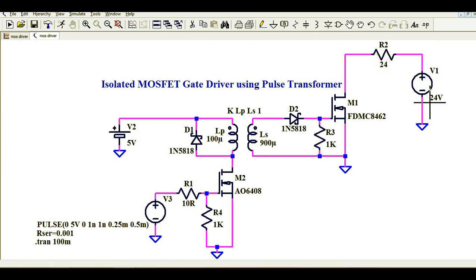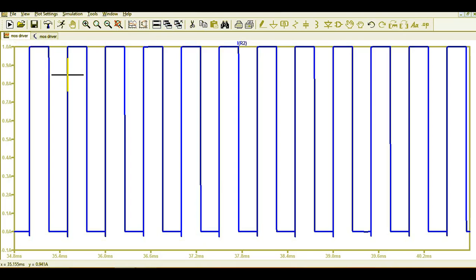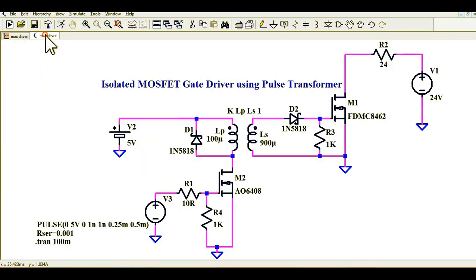And let me show you your load. You can see your driving voltage is 24 volt and your load is 24 ohm. So the current flowing through this resistor R2 should be 1 ampere. Let me show you here. You can see the current flowing through your load is 0 to 1 ampere. So now you know how to design an isolated MOSFET gate driver.